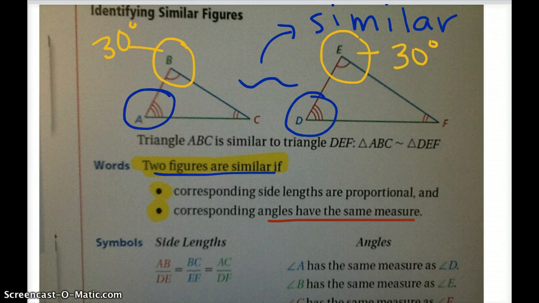So if I told you this angle was 30 degrees, angle B would be 30 degrees as well. Another thing that is true about similar figures is that their corresponding side lengths are proportional. That means if I take the corresponding side lengths and put them as a ratio, they're going to be equal to each other. Again, I'll show you another example of that. Why don't we go ahead and do this example, just as a quick review.